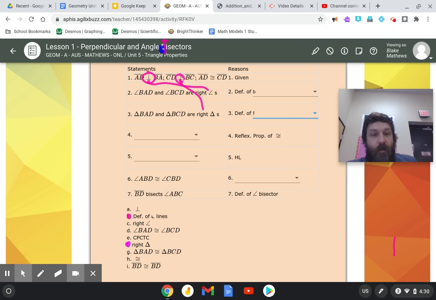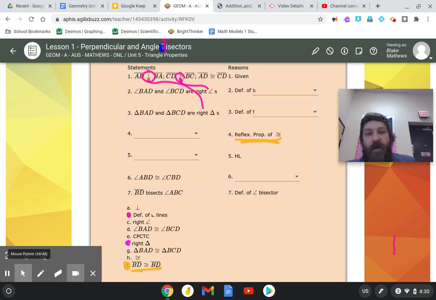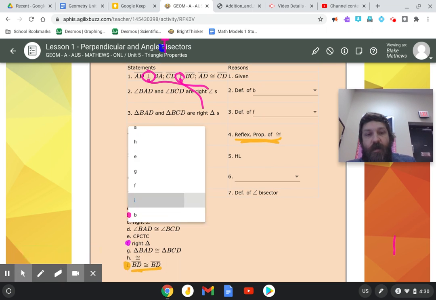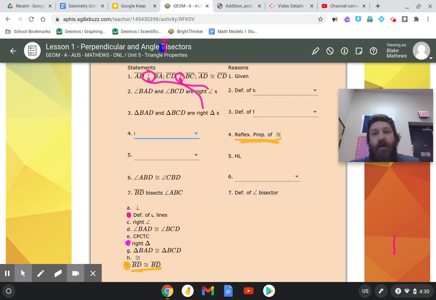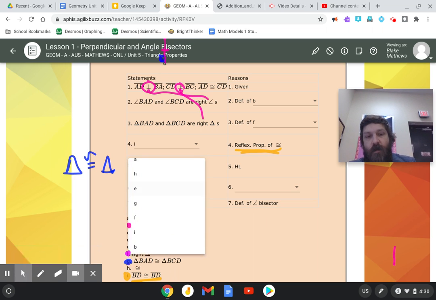Then we have another reflexive property. So that means I should be looking for a statement where I've got something that's congruent to itself. That's going to be answer choice I. Always, that's what reflexive property is. It's always going to be something congruent to itself. Then we have a triangle congruence, HL. We learned that in the previous unit. So that tells me that I should be looking for something about triangles over here. So I know I'm looking for something about two triangles being congruent. Well, I have that here in answer choice G. It's the only one that has that. So I go answer choice G.